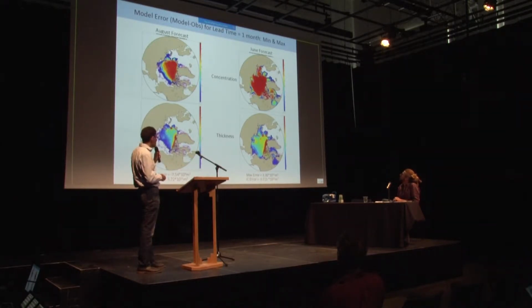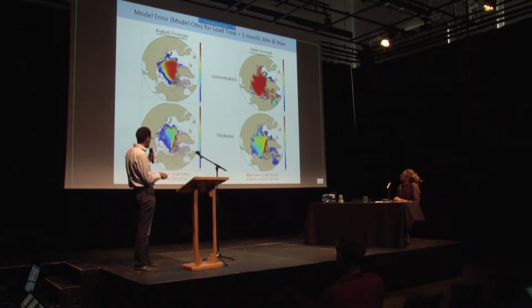The best case in terms of extent was the August case initialized from July. And that is the IC's concentration, IC thickness. That will be the same for the next few slides. So on top will be concentration, thickness, minimum error on the left, maximum error on the right. So this 1 month lead time, June means it's initialized in May. 1 month lead time, August means it's initialized in July.